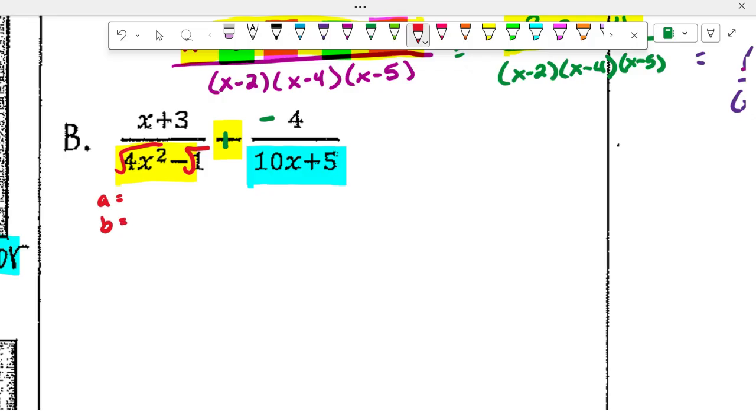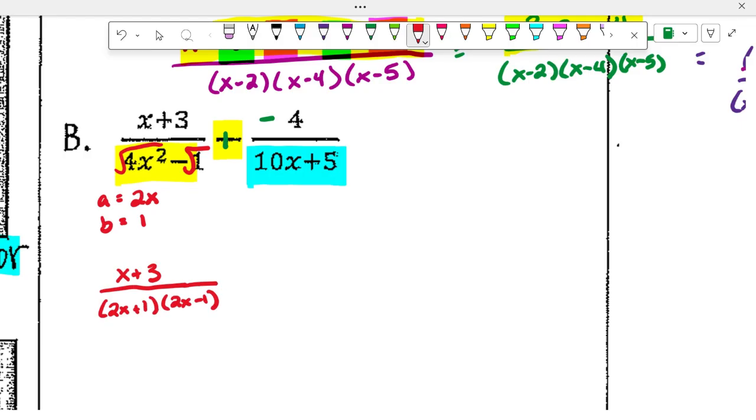So Julian, what is my a value? If I do 4x squared, what's the square root of that? 2x. Square root of x squared is x. What about 1? What's the square root of 1? 1. So my new denominator, I have the x plus 3 up top. My new denominator would be 2x plus 1, 2x minus 1.